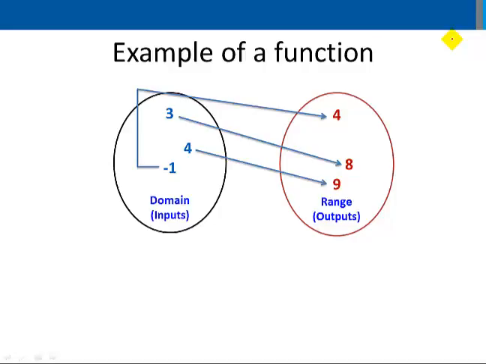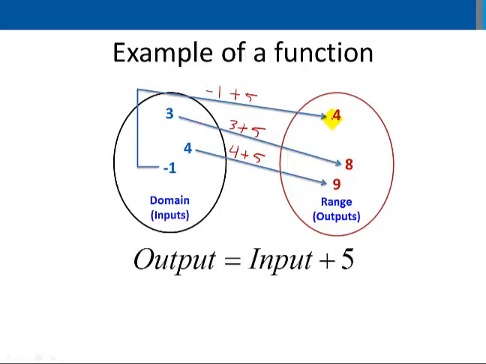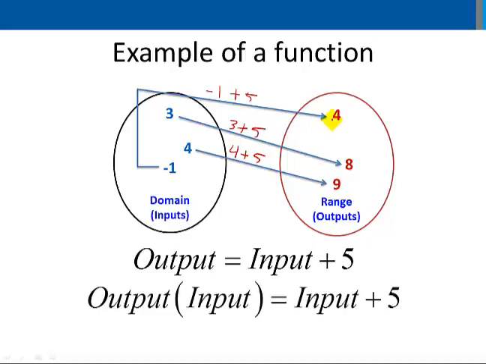Well, it looks like adding 5 to each input will indeed match it with the output. If we take 3 plus 5, that gives us 8. 4 plus 5 is equal to 9, and negative 1 plus 5 is equal to 4. This gives us the rule output equals input plus 5. In function notation, this rule would be output of input equals input plus 5.